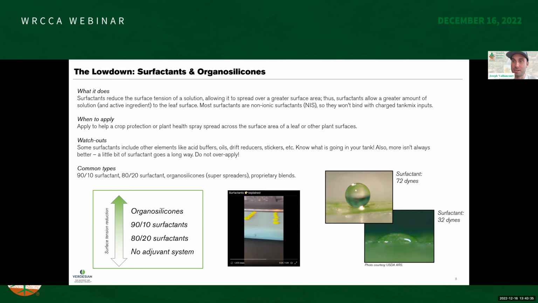Would I recommend an organosilicone for a fresh citrus application there in the valley?